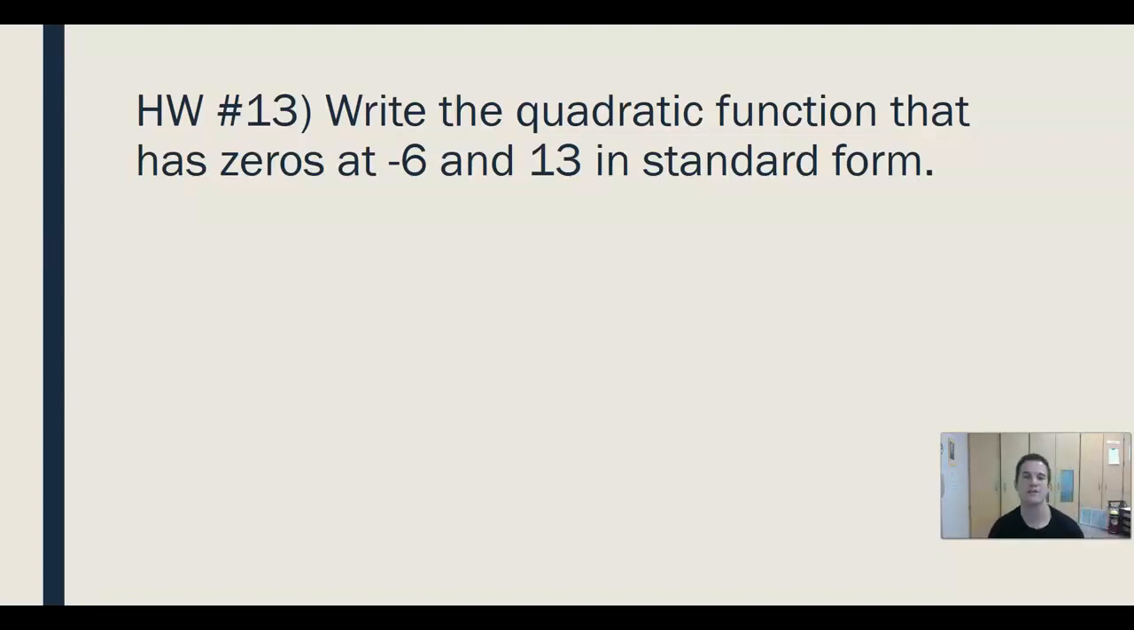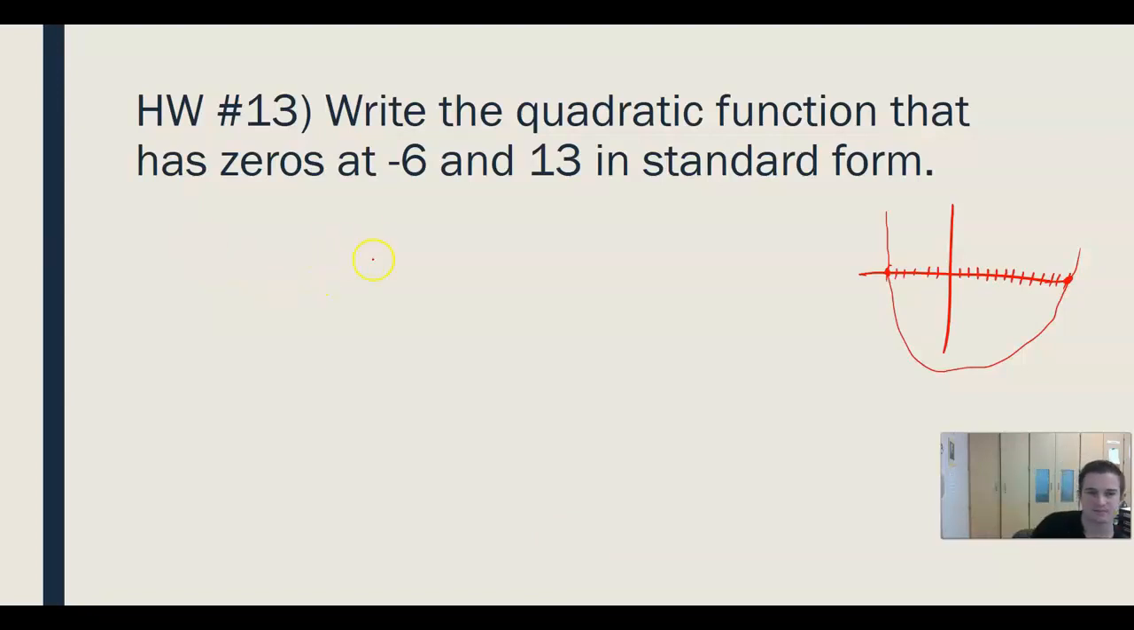It says, write the quadratic function that has zeros at negative 6 and 13 in standard form. Okay. This isn't the only possibility, but this quadratic function is going to have zeros at negative 6 and positive 13. So it's going to cross the x-axis in these two places. It could potentially look like this, or it could be upside down. But we're going to find a quadratic function, in standard form, that would cross the x-axis at those two places.